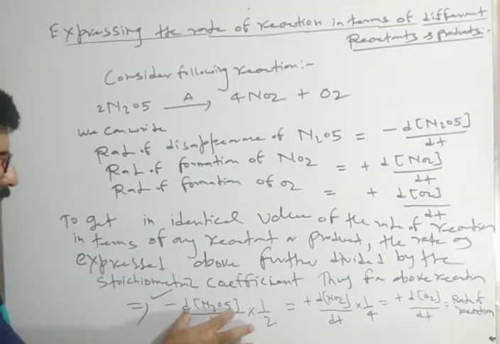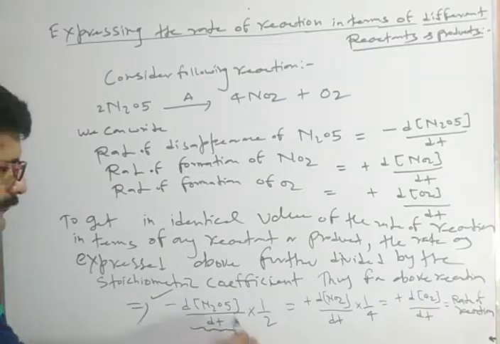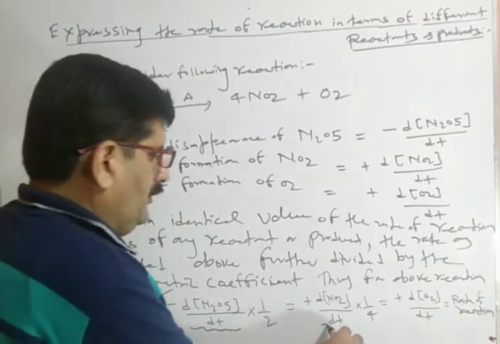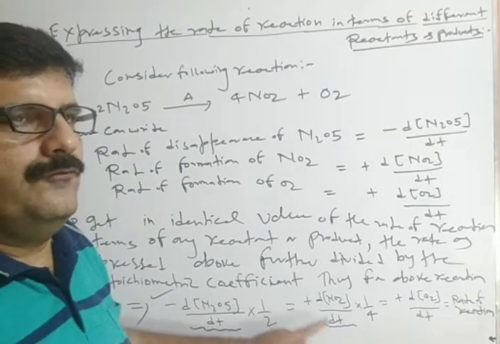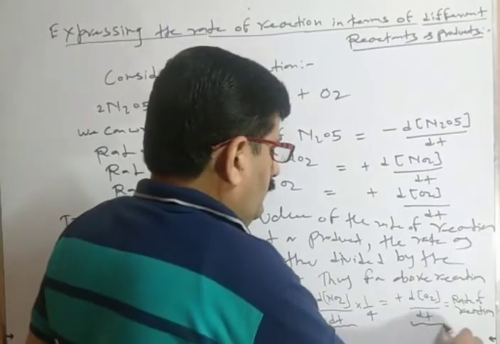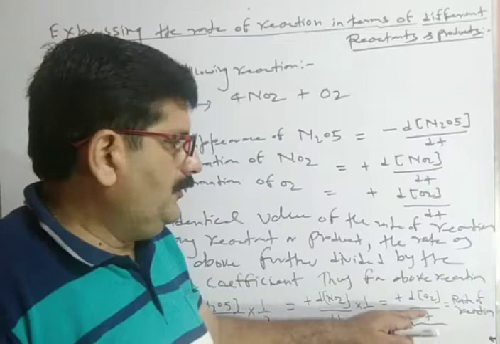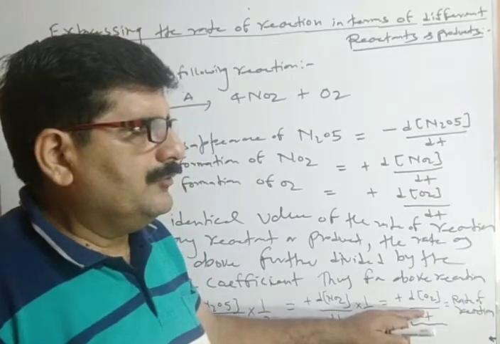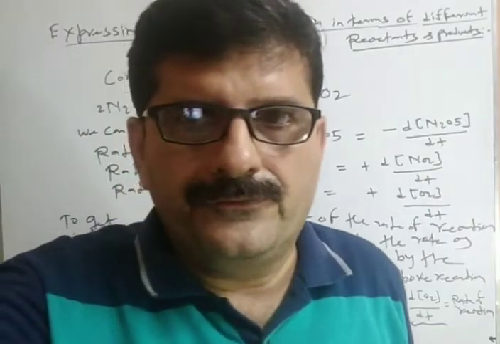This term is known as what? Rate of disappearance. This term is known as what? Rate of appearance, or you can say rate of formation. This term again is said to be what? Rate of formation, or you can say rate of appearance.